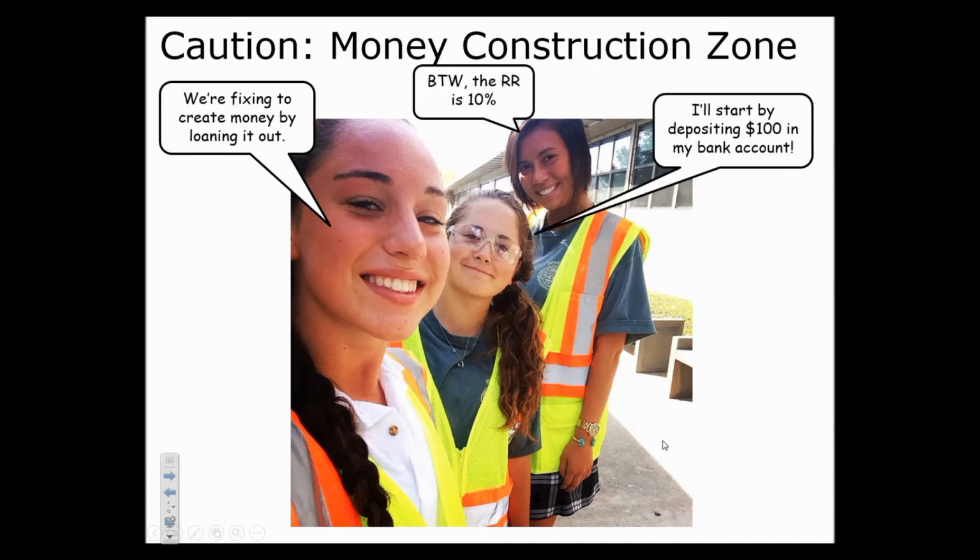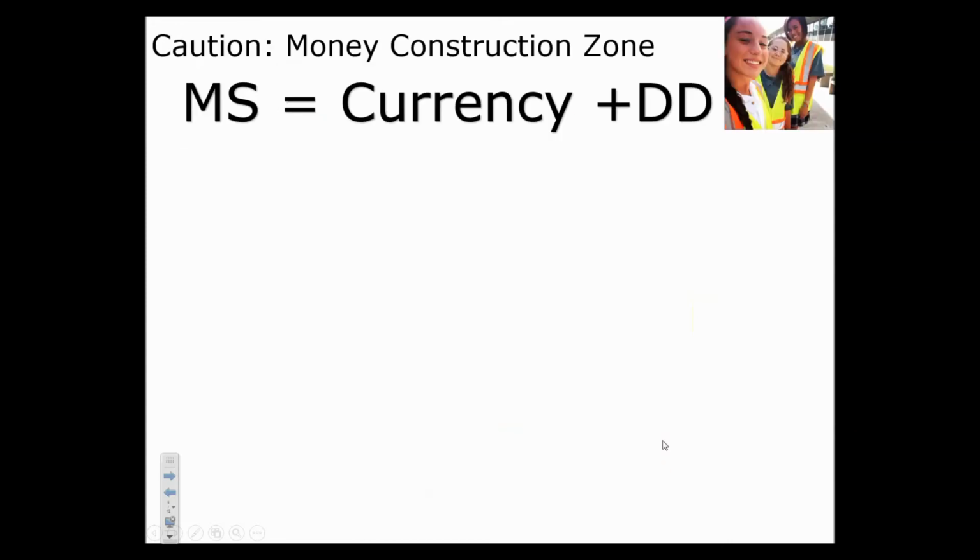So we're going to assume that Ashley deposits $100 in her bank, and that the reserve requirement is 10%. Now we have to recall that the money supply is equal to our currency and our demand deposits. So if we make the assumption that the only money that exists is Ashley's $100, and she currently doesn't have a demand deposit, then the money supply before we do anything is $100.